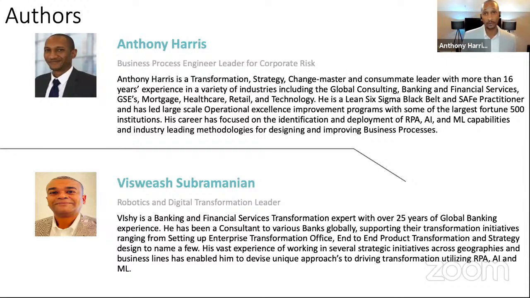So with that said, we're looking forward to a rich and interactive discussion around the perception versus reality related to automation within banking and financial services. So with that said, I'll pass it over to Vishy to kick us off.